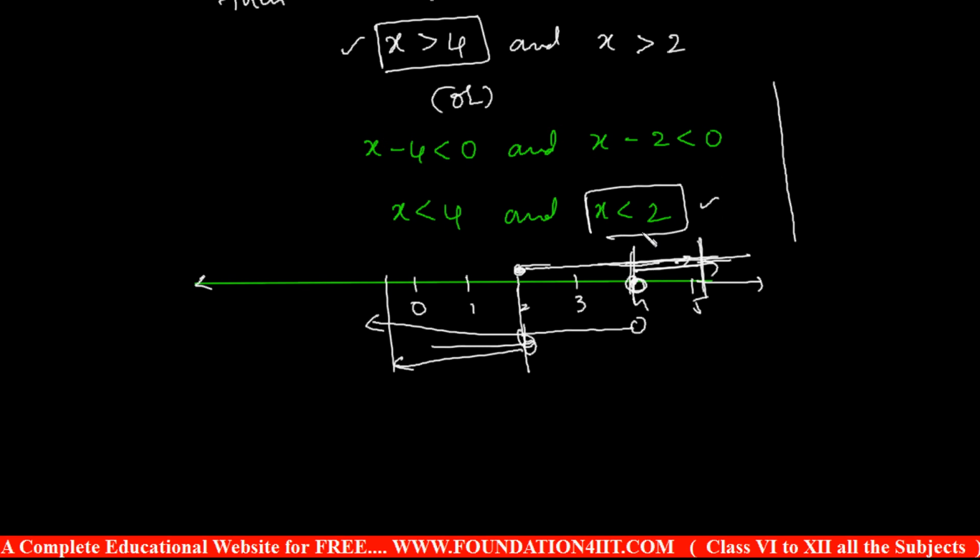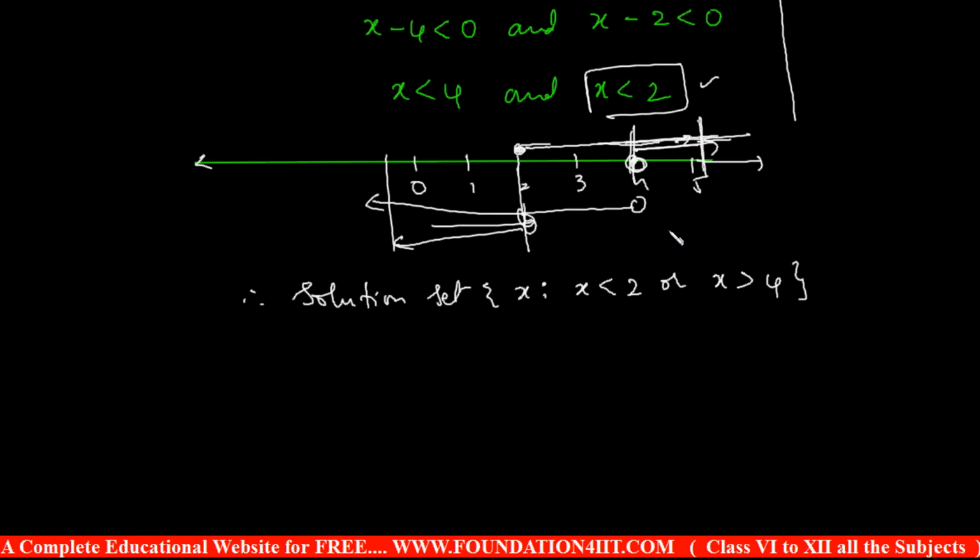X is greater than 4 and x is less than 2. So therefore the solution set we can write like this: x such that x is less than 2 or x is greater than 4. They won't ask for the number line, but we need to identify which common part you should take. So if it is the greater than case, x is greater than 4; the less than case, x is less than 2, you can take. Right. Let me explain one more problem for a clear idea.